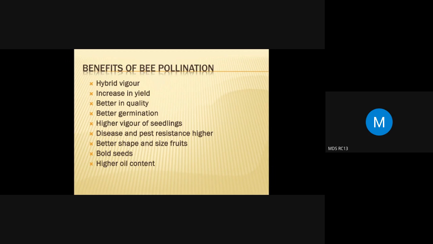resulting in good pollination and better quality of the produce, and better germination of the seed, higher vigor of seedlings in the next generation. Disease and pest resistance is higher because of better selection of pollen during pollination, with better shape and size of fruits, bold seeds, and high oil content with respect to oil crops. So cross pollination is very important. Honeybees play an important role in pollination. A few points you have to remember in this slide if the importance of bee pollination is asked.